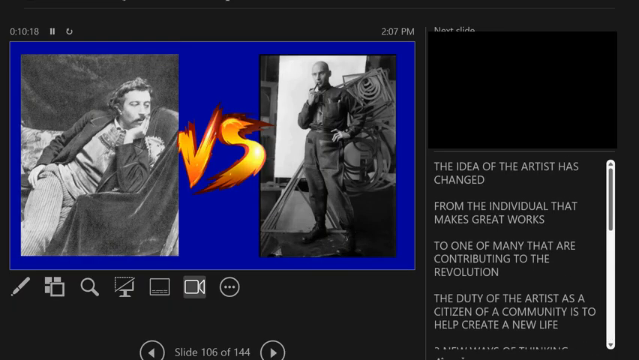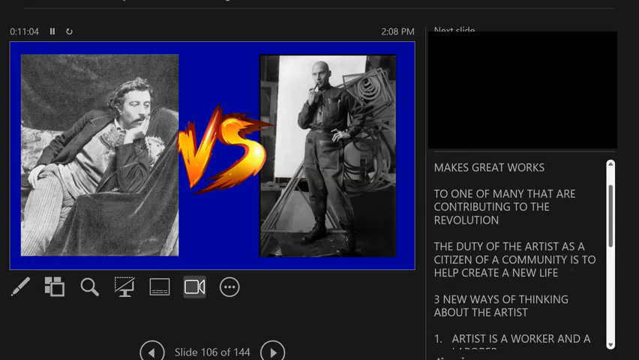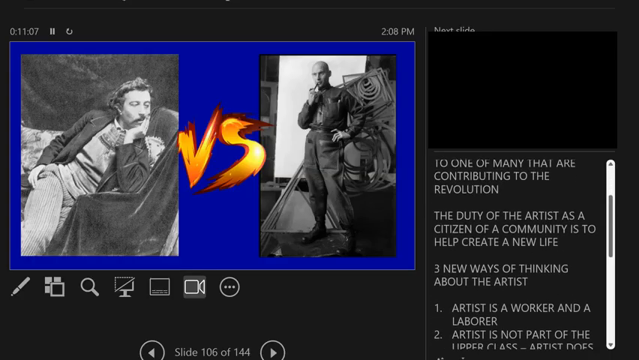And the idea of the artist changed from the individual that makes great works, like Gauguin there on the left, to one of many that are contributing to the revolution, like the Russian artist, I think that's Tatlin, on the right. And notice both of these guys had a very odd choice of clothing. Gauguin would dress very flamboyantly and eccentric. And then Tatlin right there, he's dressed in a worker's outfit. He's better suited in his outfit to go into the factory than to make art. So we're moving from the individual that makes great works to one of many that are contributing to the revolution.